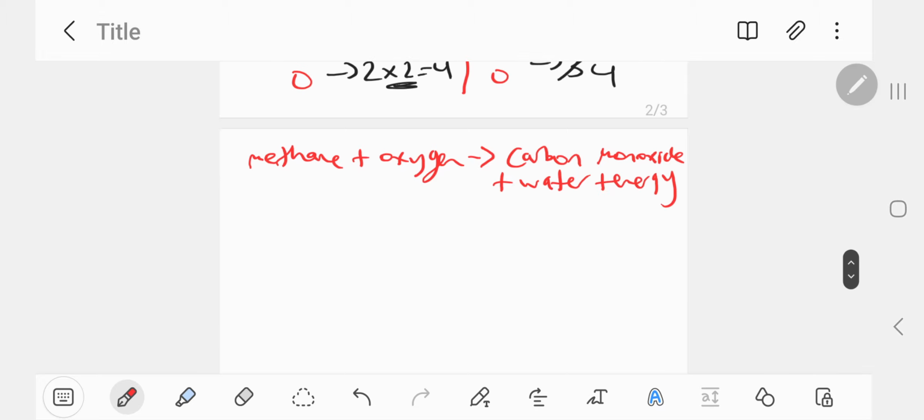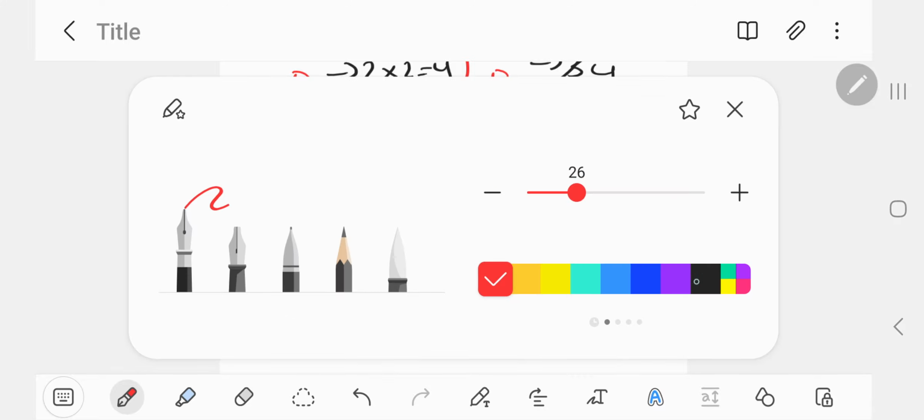For example, methane is CH4, oxygen is O2, carbon monoxide is CO. Mono means 1 oxygen, so there's 1, so it's O, plus H2O for water plus energy, which I'm not going to write. Let's balance this.